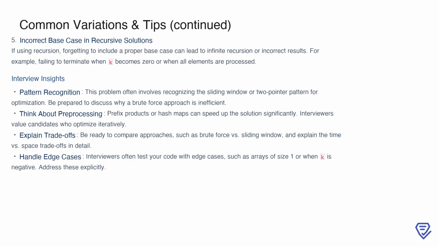the sliding window or two-pointer technique, which are far more efficient than brute force. Interviewers also value candidates who can identify pre-processing techniques, like using prefix products or hash maps, to optimize the solution iteratively. It's crucial to articulate the trade-offs between different approaches, such as comparing brute force with sliding window in terms of time and space complexity. Lastly, be ready to handle edge cases explicitly, such as arrays of size 1 or scenarios where K is negative, as these are common tests in interviews.